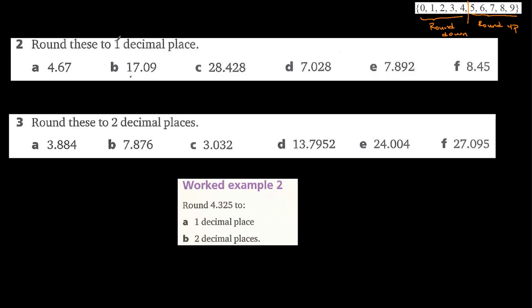Firstly, if it is asking to round to 1 decimal place, it means that we are going to be interested in the first 2 digits after the decimal.